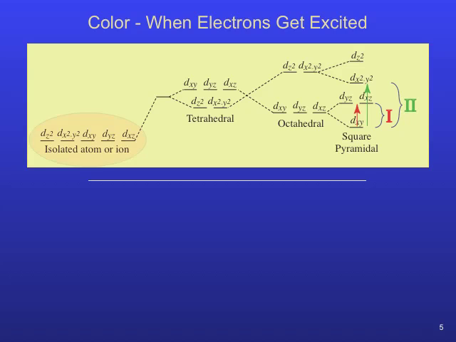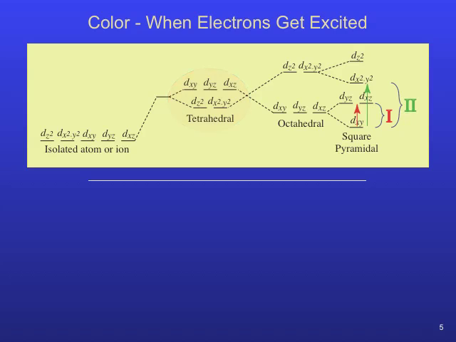The d orbitals in an isolated transition metal atom or ion all have the same energy. In this case, they are called degenerate. When 4 monodentate ligands bond to the transition metal in a tetrahedral arrangement, all 5 orbitals are elevated in energy and then split into 2 sets, one slightly lower in energy than the other.